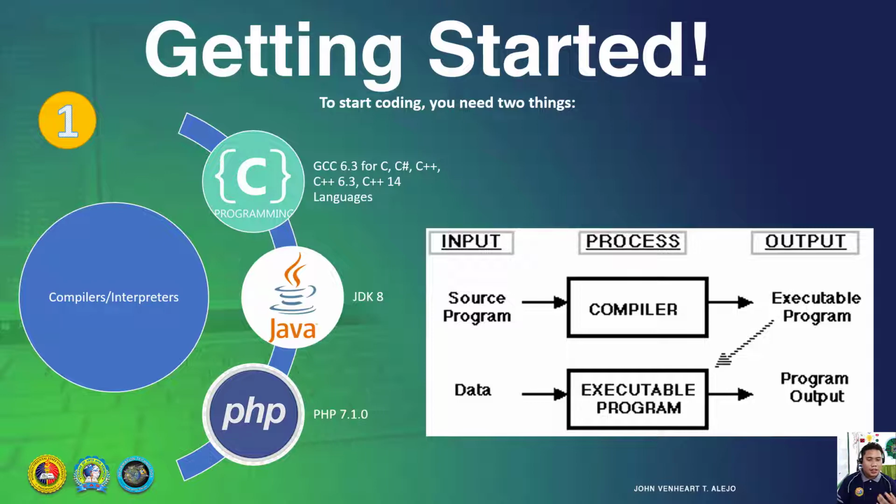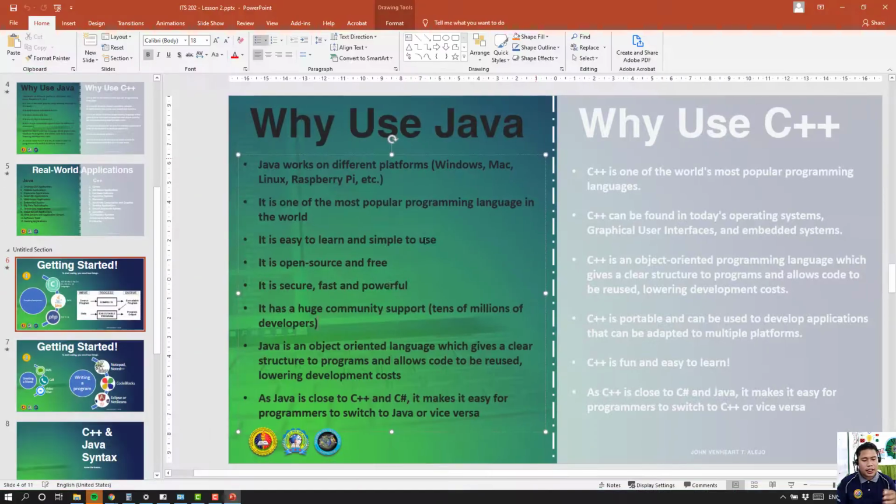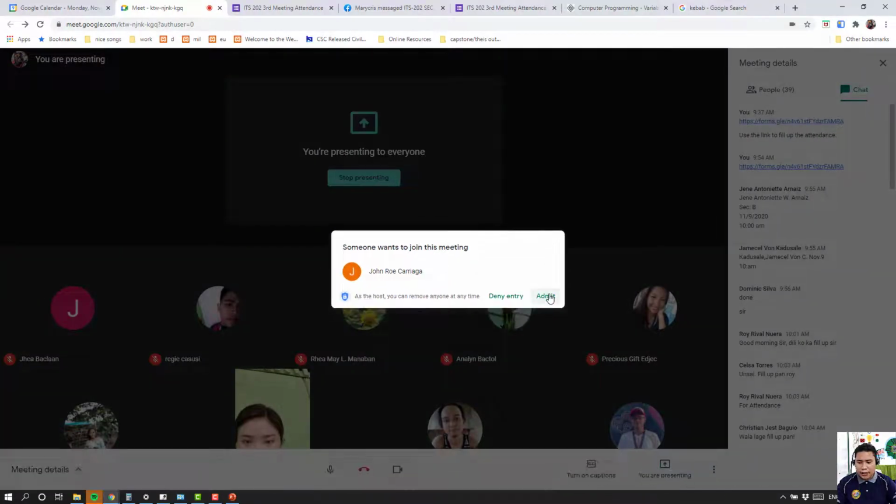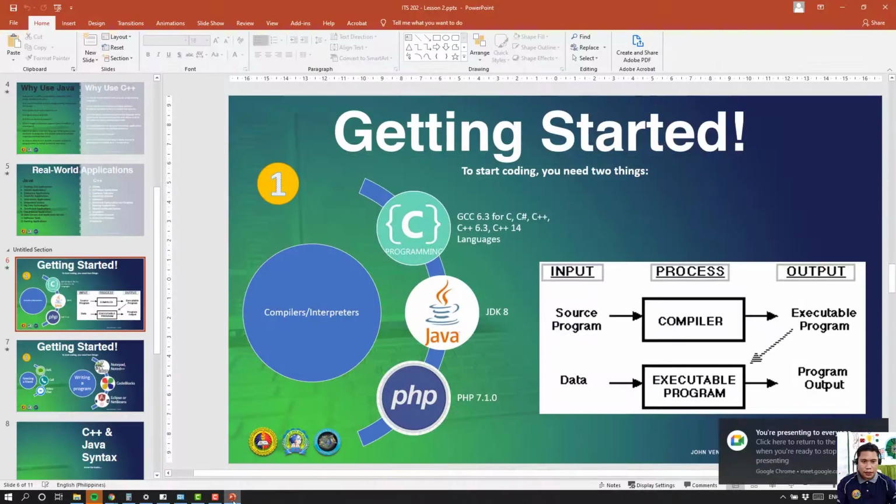So we are really just lucky enough to have a language like C++ and Java because it's very easy to code. Okay? If you use Java, please download JDK, Java Development Kit, for you to use Java. If you use C++, you download the GCC 6.3 compiler. And we have PHP. If you use PHP, download version 7. Others already include the IDE in the download.